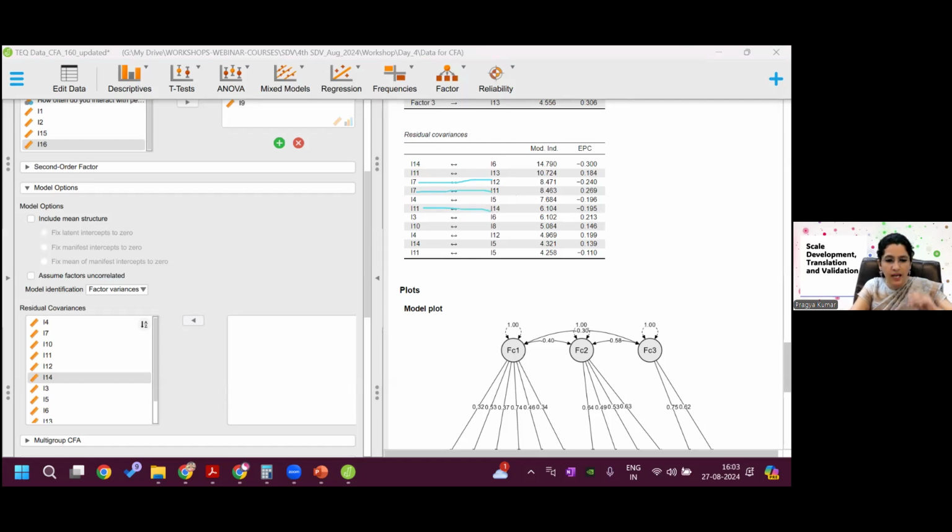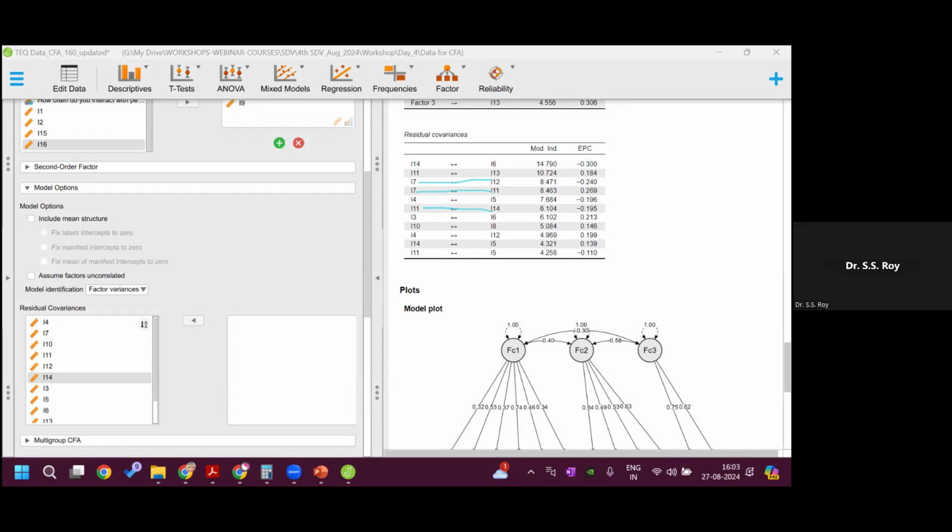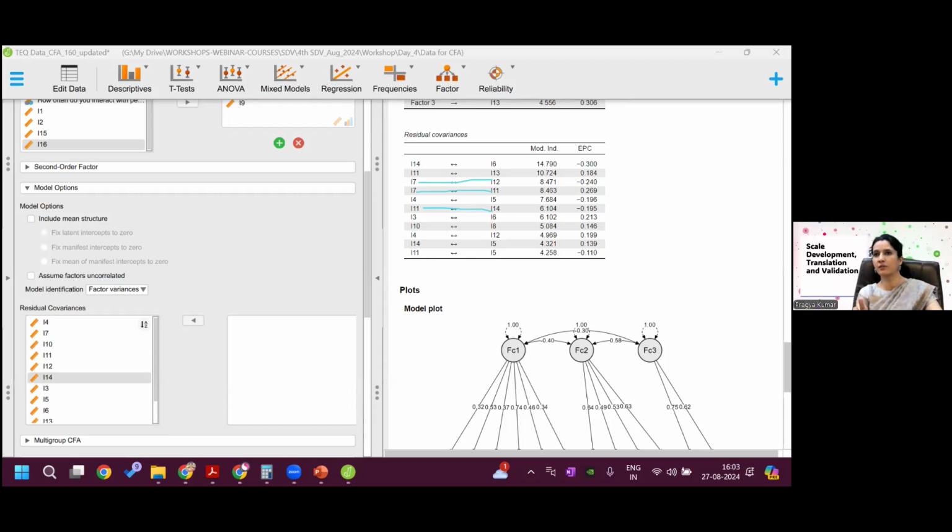Are you understanding what I am doing? Are you getting what I am doing? So if the items are in the same factor, you apply the covariance only if the modification index is more than 10. Okay, I have understood. So there are many no's. Yes. So why are there no's?